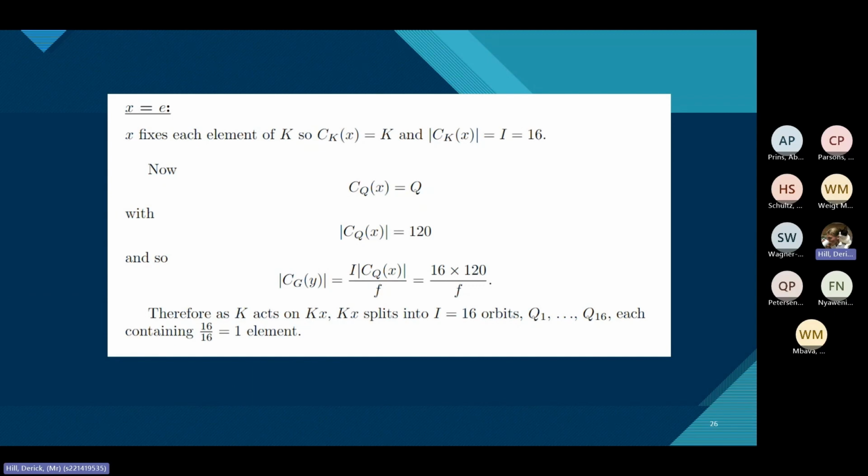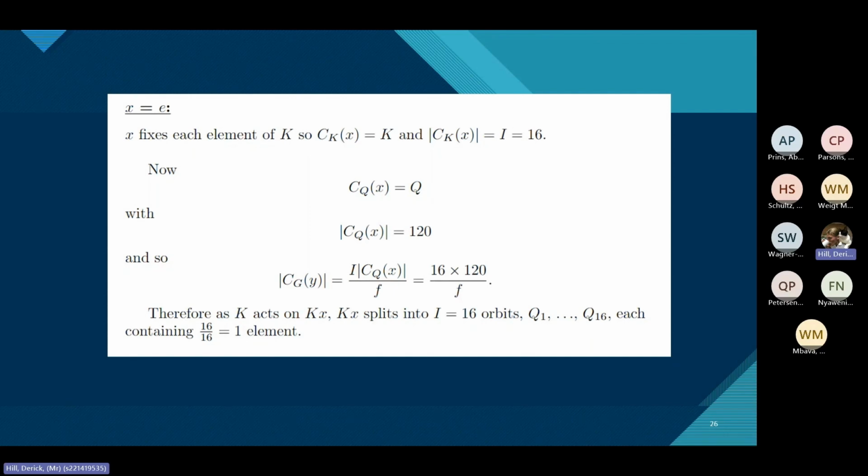So the first conjugacy class we're looking at is the identity. So we don't have any choices to make here. We just choose X to be the identity. So if we act X on each element of K, we obviously have that it fixes each element. So our CKX is K, and thus the size of that, which is our I, is 16. So the centralizer of X in Q is also Q, and the size of that is 120.